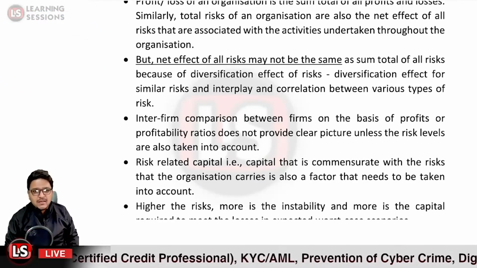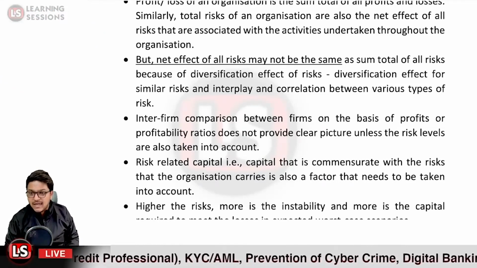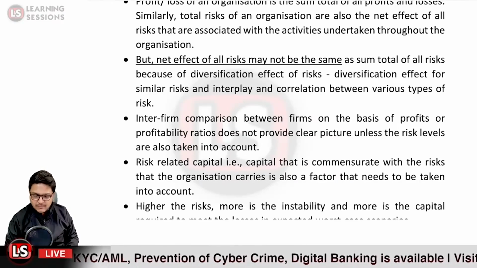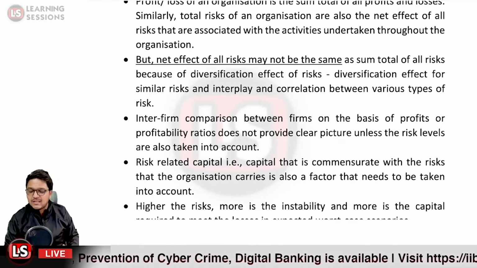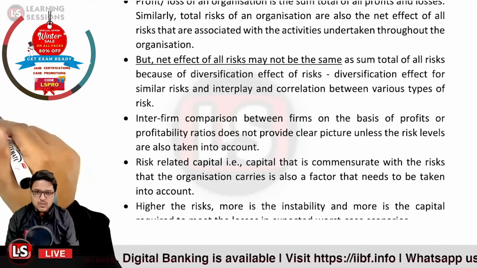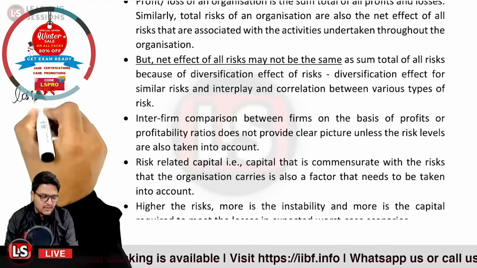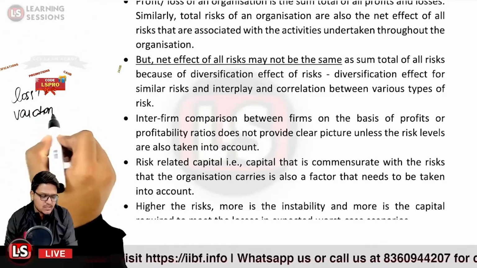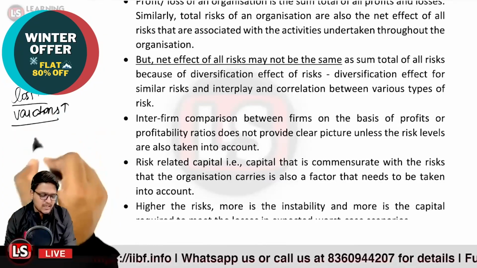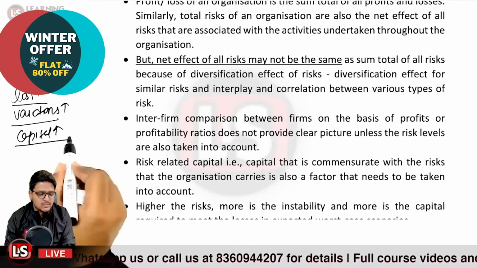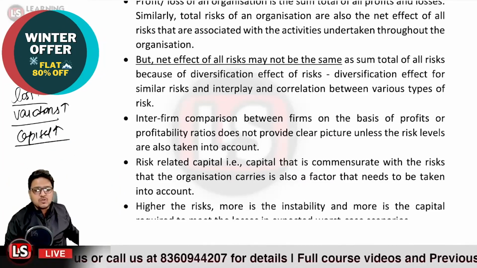Okay. And the higher the risk, the more instability there is, and the more instability, the more capital is required so as to absorb the losses. Is that clear? That is the first point that we read in the case of risk management, that is related to variations. So what does it mean? It means that the higher the losses you are having, the higher the variations, and the higher the variations, the higher the capital required so as to absorb these losses.